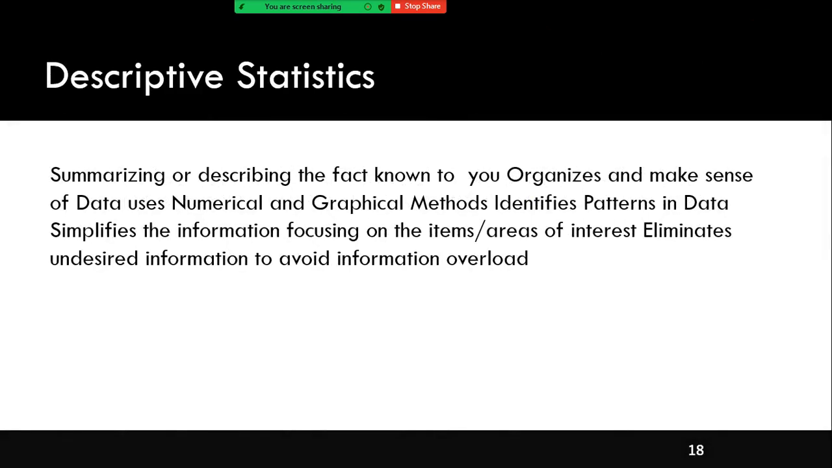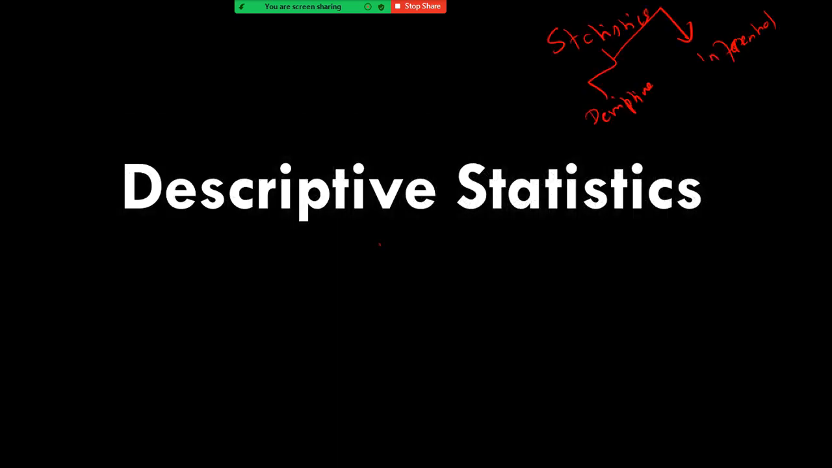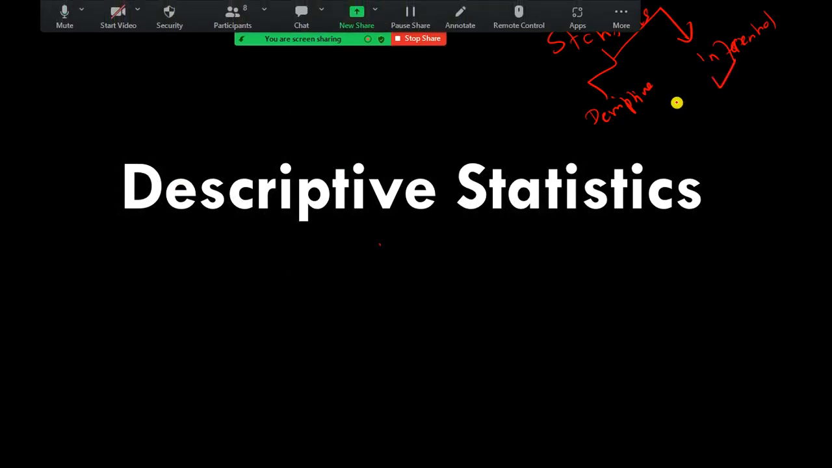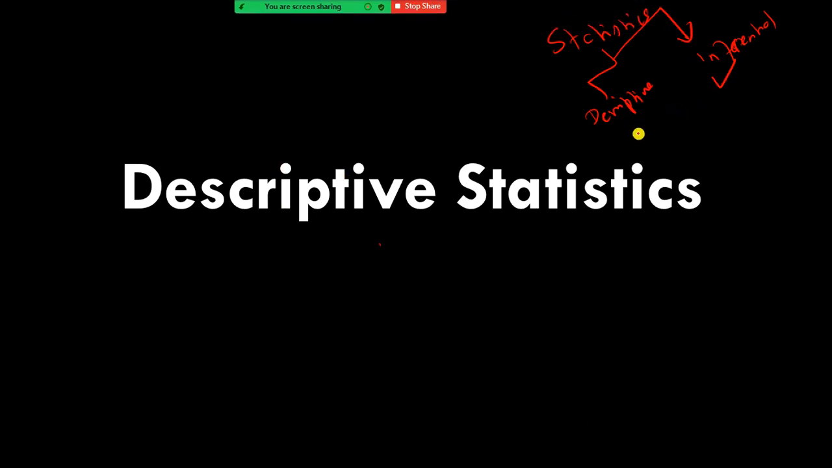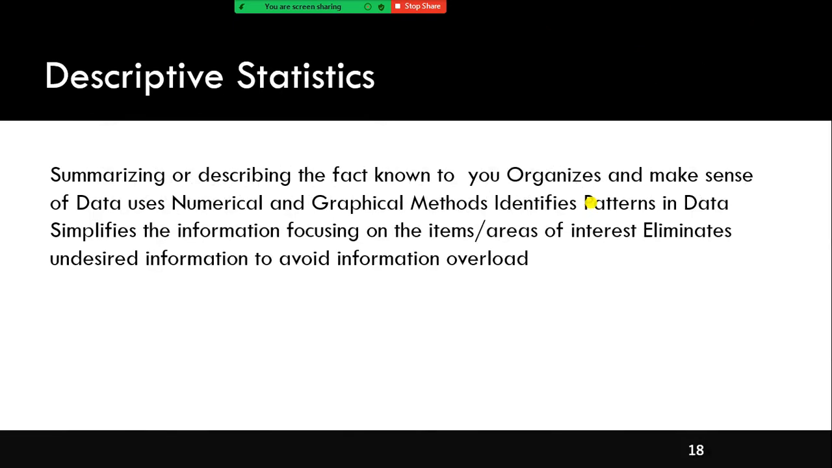It involves summarizing and organizing the data so that the data can be easily understood. Unlike inferential statistics, when it comes to descriptive, we just describe the data. We are not going to make any attempt to make inferences from the sample to the whole population. We are simply describing the data.